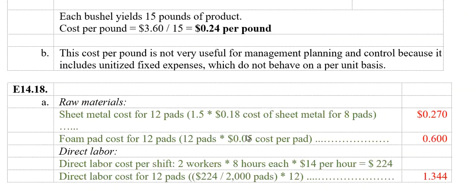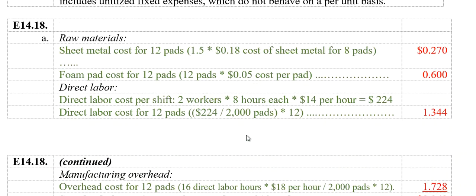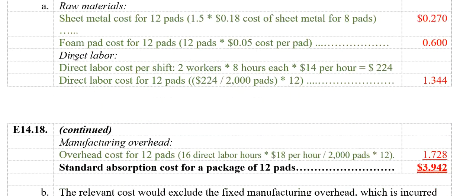We got another one down here in 1418. They're asking us about a standard absorption cost per unit. So this is, again, at the per unit level. We've got some raw materials, right? We've got direct labor, and we have manufacturing overhead. And they're telling us what the cost is for all that. So we're just multiplying it out here, guys, and getting a cost per pad.